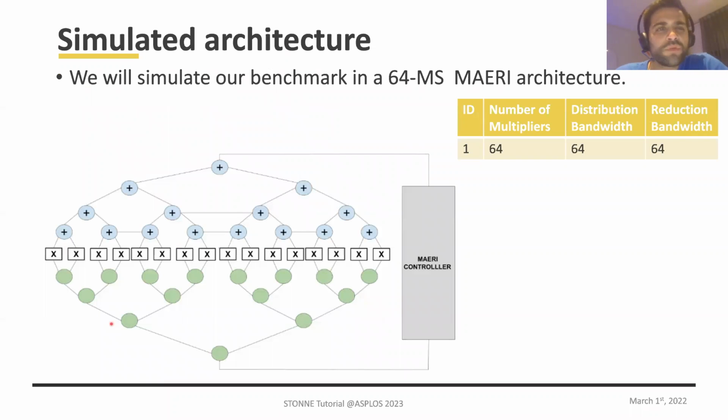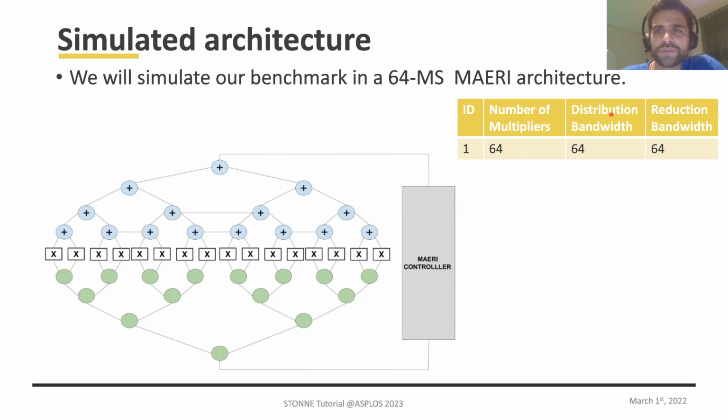We will be simulating our benchmark on a 64 multiplier MAERI architecture. This is similar to what Jose Luis has mentioned. This is a MAERI architecture. We have the distribution network, we have the reduction network, and we have essentially in this use case 64 multipliers, 64 of these boxes, right? And then we have the memory controller, which is used by the simulator to get the data from the memory and feed it into the simulator.